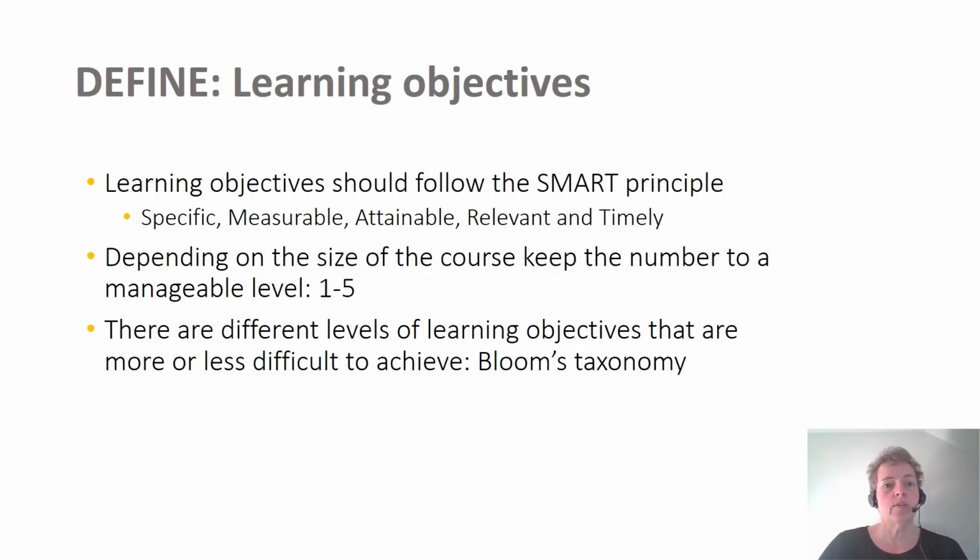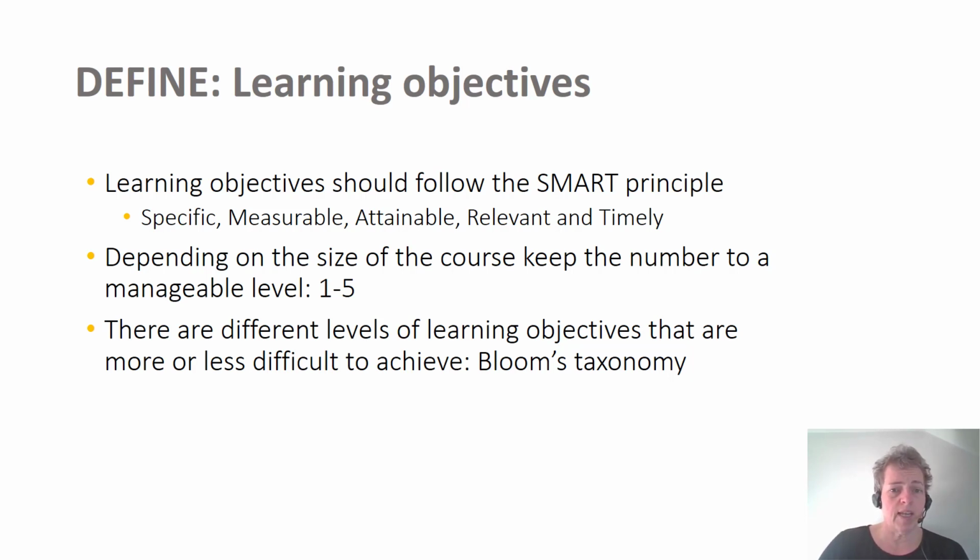Secondly, we need to define the learning objectives. The learning objectives are the little bits, the little goals that we need to achieve to reach our overall learning outcome, our overall aim. And these should follow the SMART principle. They should be specific, measurable, attainable, relevant, and timely. Depending on the size of the course, keep the number to a manageable level. 1 to 5 is usually a good number.